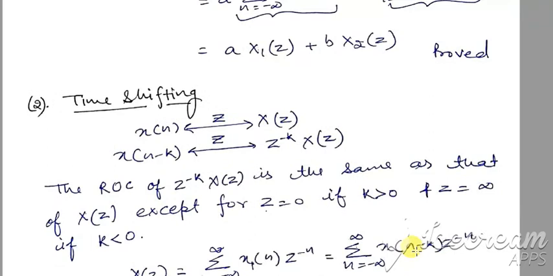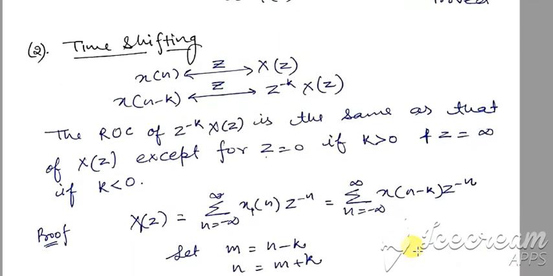Next property is time shifting property. In time shifting property, if the Z transform of x(n) is equal to X(z), then the Z transform of x(n minus k) will be z raised to the power minus k into X(z).